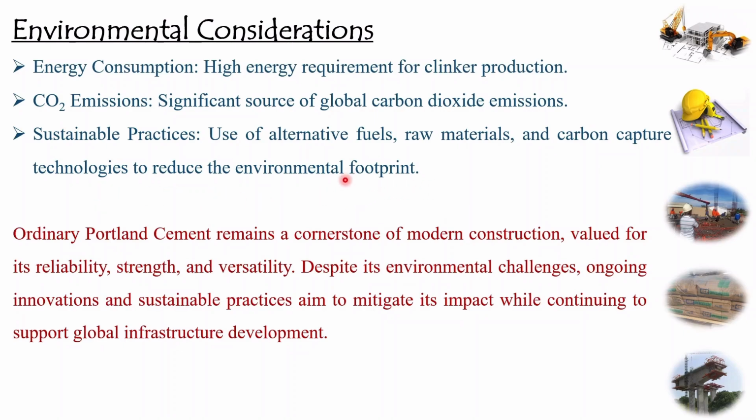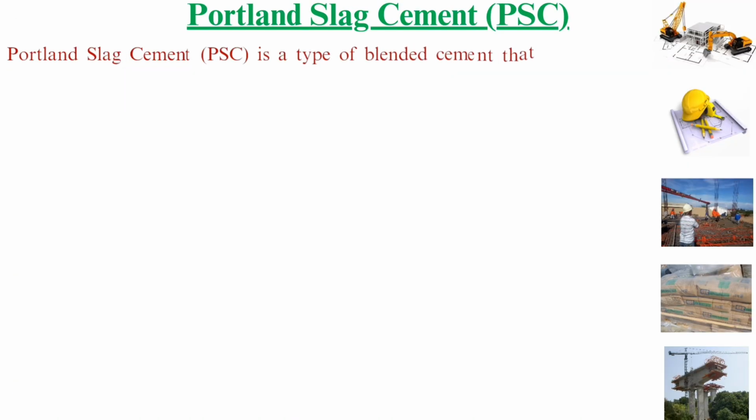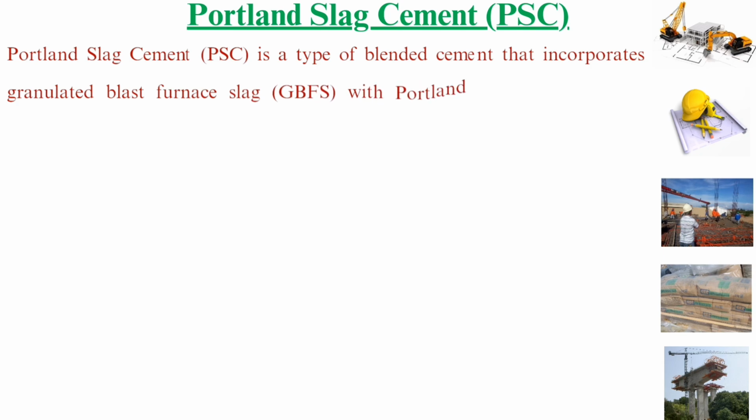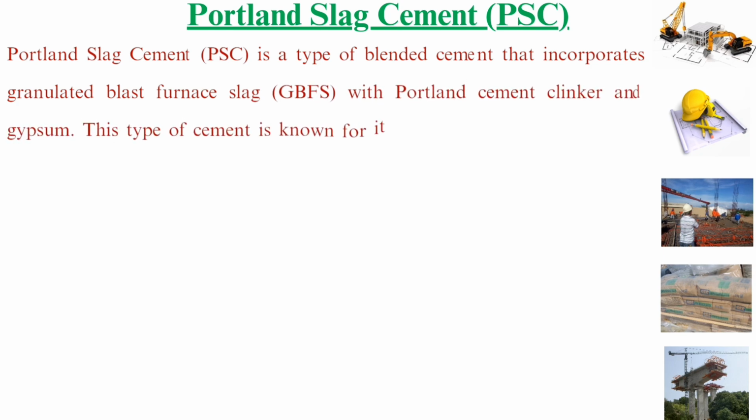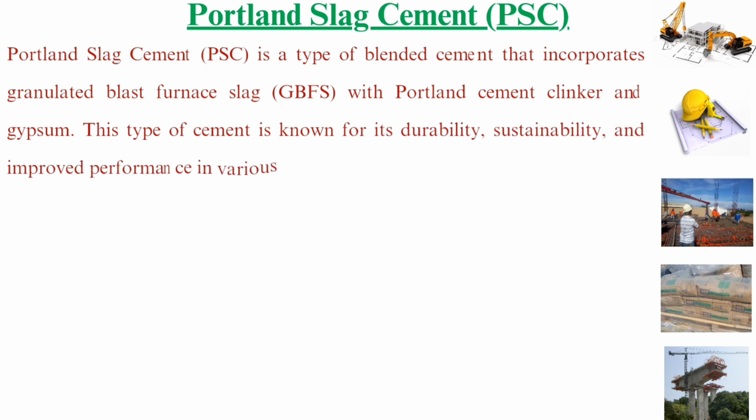So ordinary Portland cement remains a cornerstone of modern construction, valued for its reliability, strength and versatility. Despite its environmental challenges, ongoing innovations and sustainable practices aim to mitigate its impact while continuing to support global infrastructure development. It is a type of blended cement that incorporates granulated blast furnace slag with Portland cement clinker and gypsum. This type of cement is known for its durability, sustainability and improved performance in various applications.